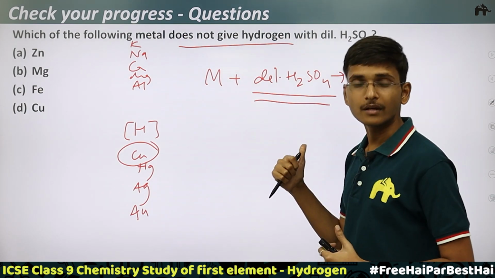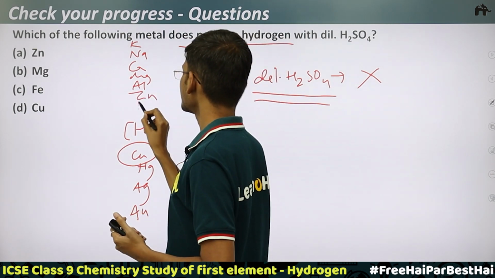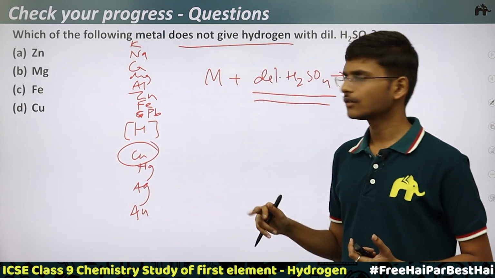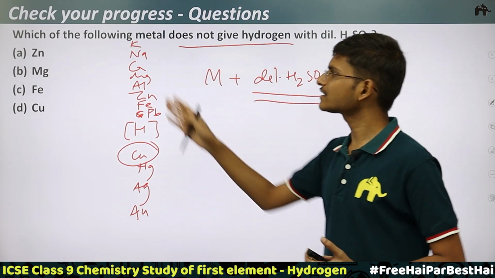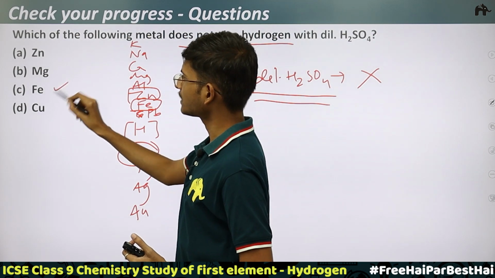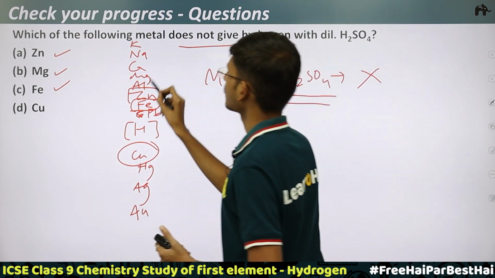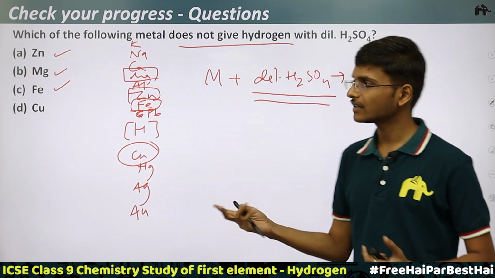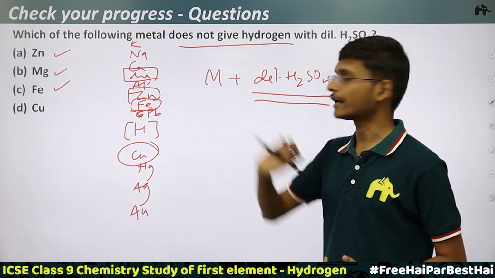After aluminium comes zinc, iron, nickel, tin, lead, then hydrogen, and all these things. So this is the activity series. Now you can see iron, magnesium, zinc are well above hydrogen in the activity series.